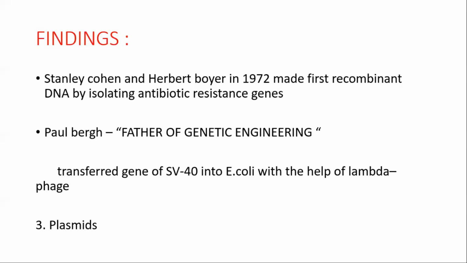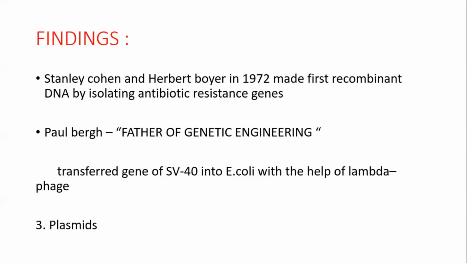Autonomously replicating, which means it replicates independently. Autonomous means independent. So autonomously replicating extra chromosomal circular DNA in bacterial cell. I'll repeat, autonomously replicating extra chromosomal circular DNA in the bacterial cell is called a plasmid.